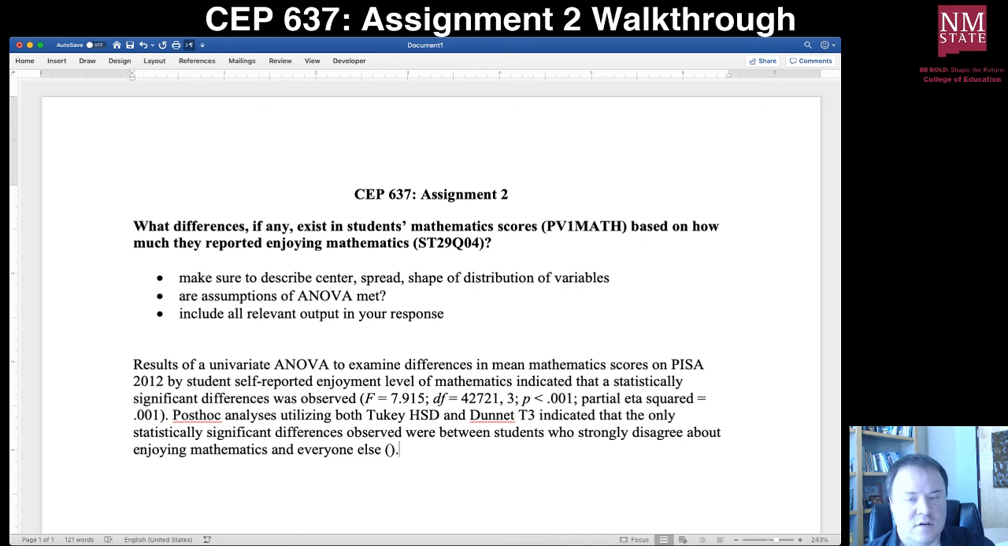There could be lots of reasons for this. We can't speculate about that without doing some other things to analyze other pieces of data from PISA or elsewhere to try and draw connections about why this might be the case. All right, so that is what I would do here. And of course, whenever you explain assumptions, describing center, spread, and shape, make sure to include plots and other statistics as they are relevant. All right, see you in class.